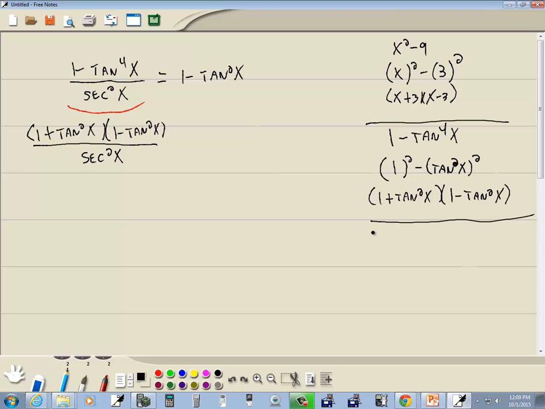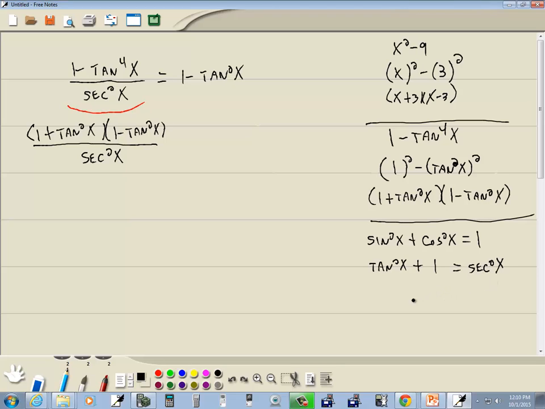Now let's take a look at our Pythagorean identities. Our basic one, this is the one I got memorized: sine squared plus cosine squared is equal to 1. Now I can divide everything here by cosine squared. Sine squared divided by cosine squared gives me tangent squared. Cosine squared divided by cosine squared is 1. And 1 divided by cosine squared gives us secant squared.